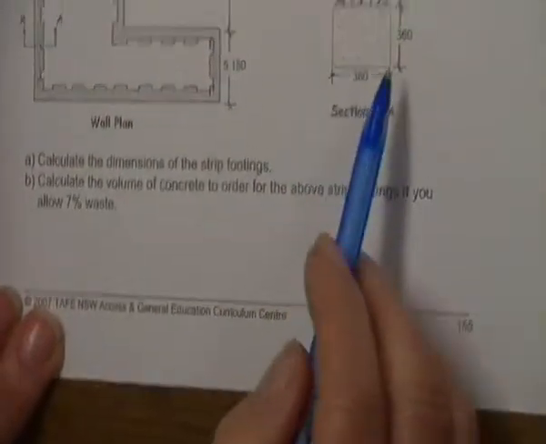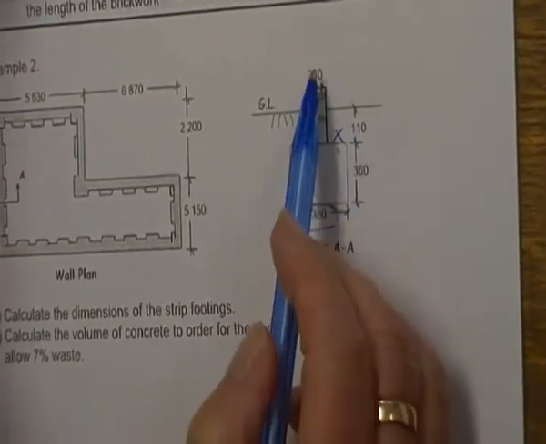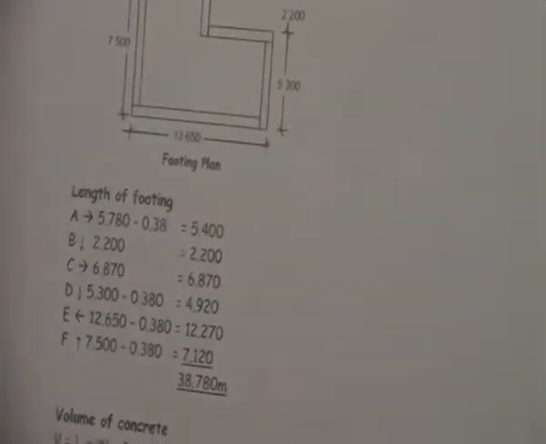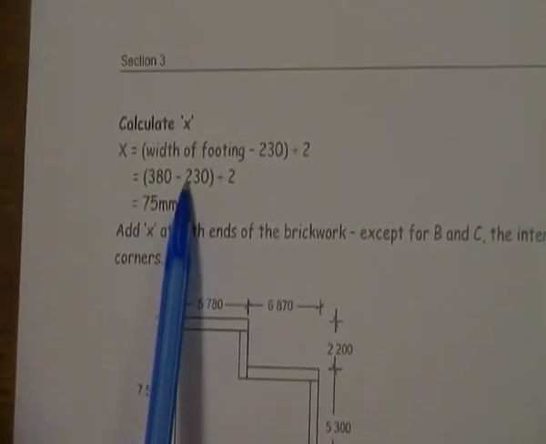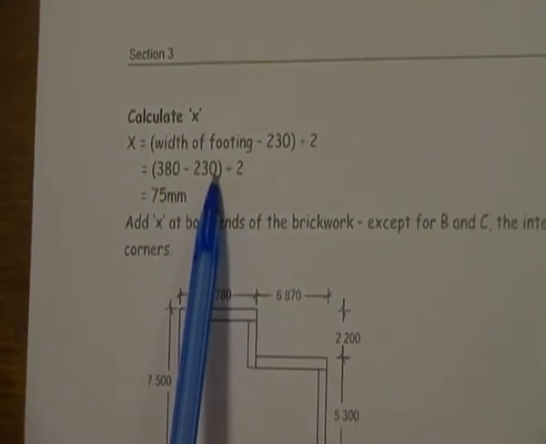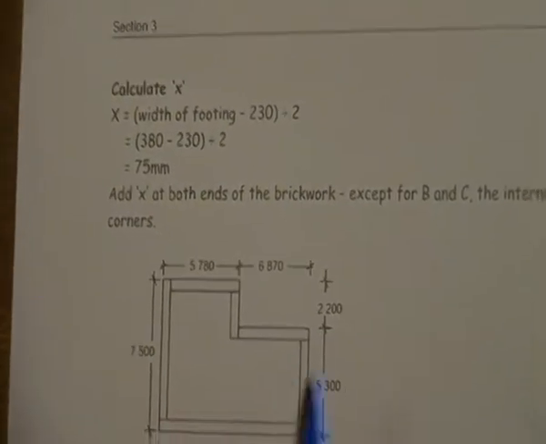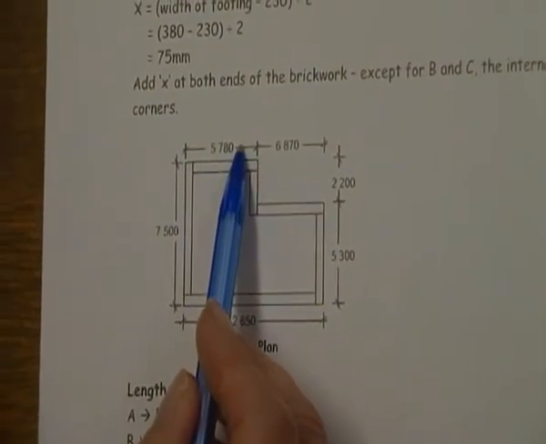So we look here, and 380 is the width of the footing, minus 230, and we're going to divide it by 2. So I'm going over the page to the next page. 380 minus 230 is going to give you 150, divided by 2 is 75. So we're going to add 75 and 75 onto our figures.